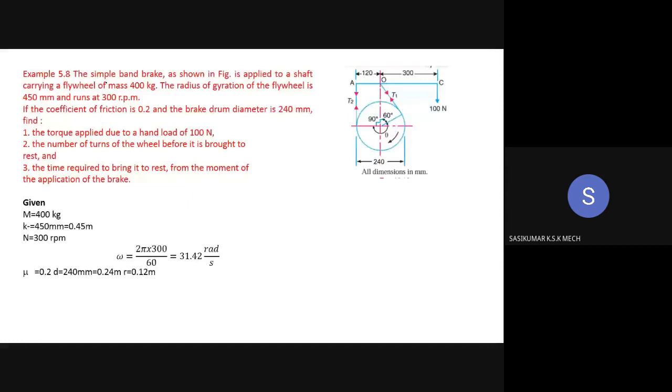Always look for the numerical values. 400 kg is the mass, radius of gyration is 450 mm, that is k, and speed is 300 rpm, and angular speed is obtained by 2 pi N divided by 60, that you know. That is nothing but 31.42 radian per second. And mu is the coefficient of friction, and the diameter of the drum is 240 mm, and the radius is 0.12 meter or 120 mm.